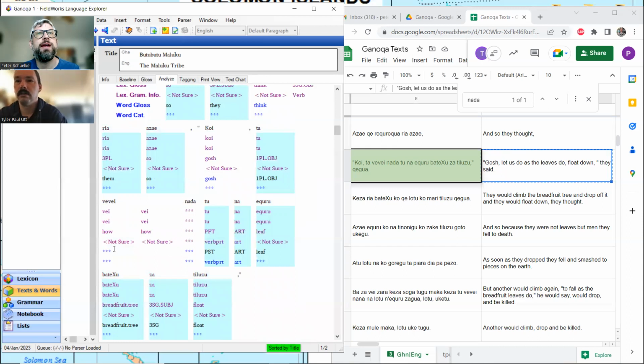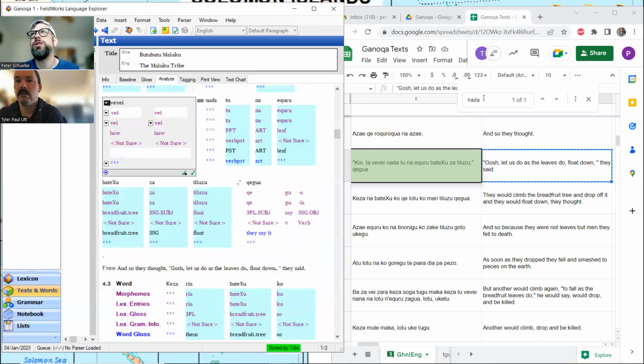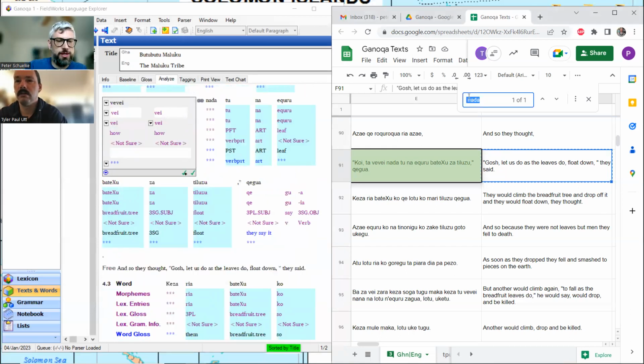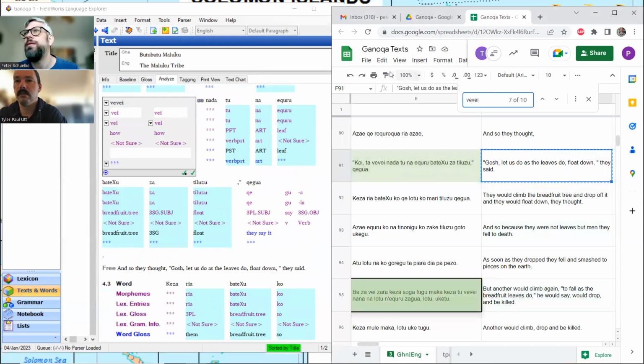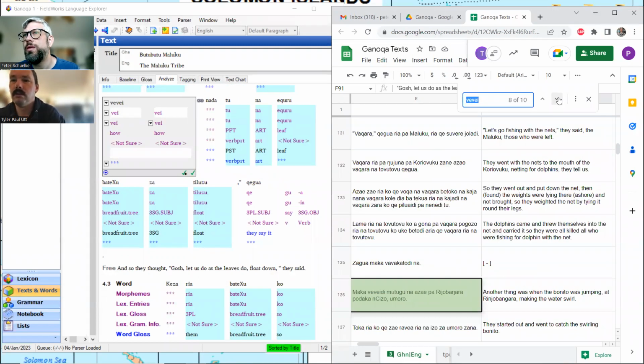I almost think for Veve we should see do as. Let's do a quick search of Veve and see if that would work for several cases. Veve. Let's follow do as. Gosh, let us do as the leaves, to fall as the breadfruit leaves do as. That was when the bonito were jumping.